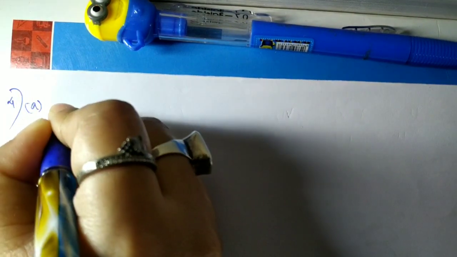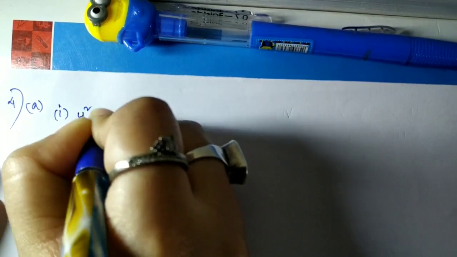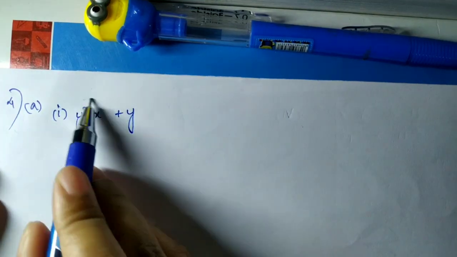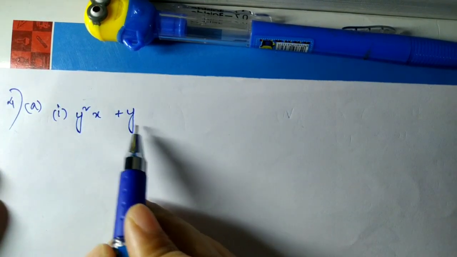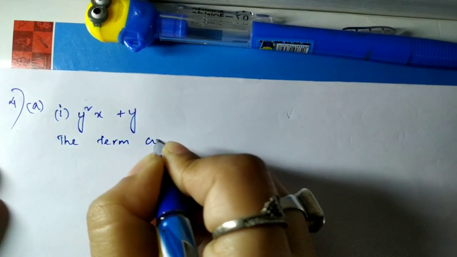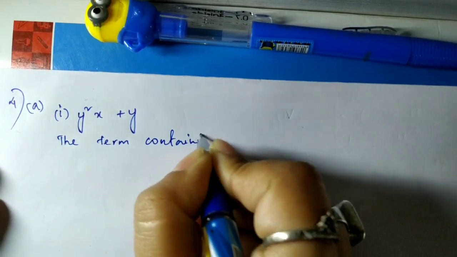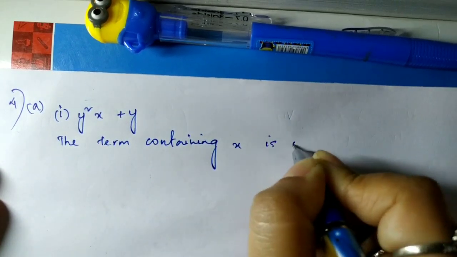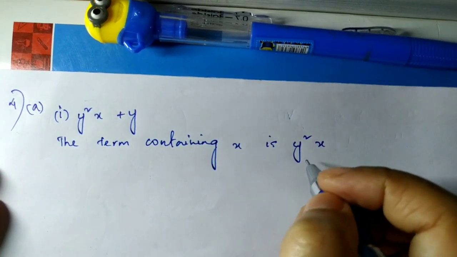Now let's begin with question number 4. What is given in question number 4? It's given: identify the terms which contain x and give the coefficient of x. So what is the first question, number 1? 4a, y square x plus y. Now there are two terms, this is one term and this is one term. The term which contains x is this. So the term containing x is y square x, and you have to write down the coefficient of x.